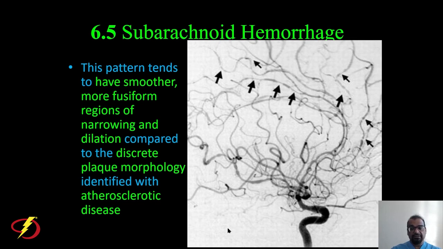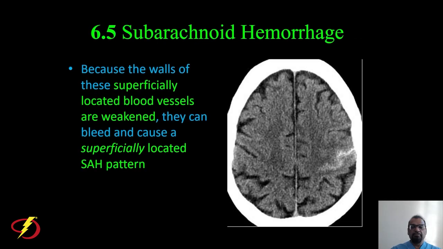Now, you don't have to see it on angiography. You could have vasculitis and it may not be angiographically evident. Because vasculitis involves superficially located blood vessels, these bleeds are superficially located. So these subarachnoid hemorrhages are superficial.